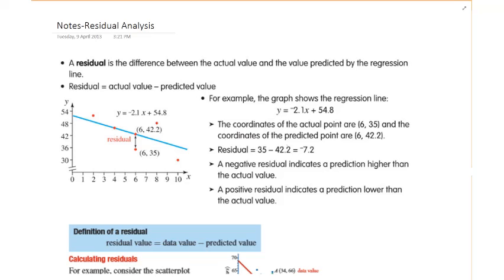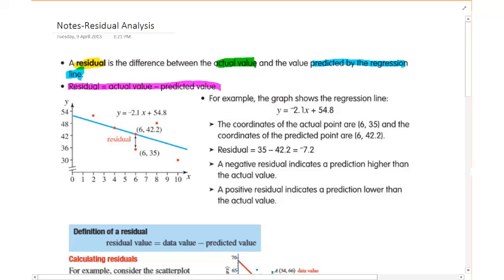Okay, so what we're going to have a look at here is residual analysis. In a residual analysis, what we're looking at is a term called the residual. Okay, and this is defined as the difference between the actual value and the predicted one, which we predict from the regression line. Okay, and just to put that in perspective, we go: residual equals actual value minus predicted value.